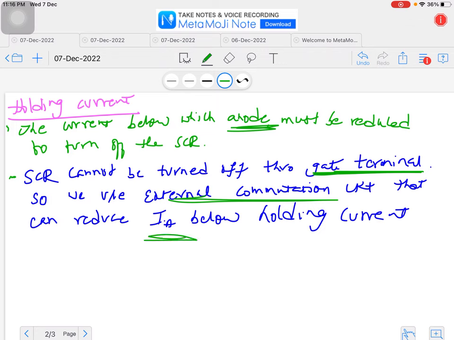So two currents we learnt. One is latching current, and the other one is holding current. If you want to turn off the SCR, it should be below the holding current. You want to turn on, it should be above the latching current. If the current is below the latching current, it still remains in the off state, and if it is anything below the holding current, it is still in the off state. Above the holding current, it is turned on. Below the latching current, it is turned off. Above the latching current, it is turned on.